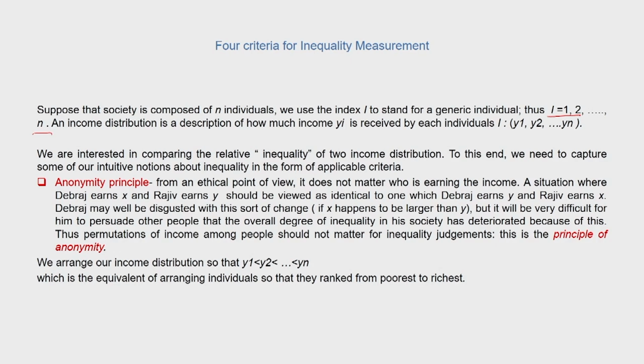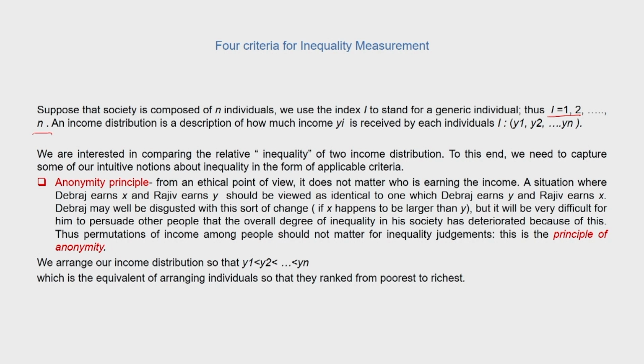A situation where, say, Debraj earns X and Rajiv earns Y should be viewed as identical to one in which Debraj earns Y and Rajiv earns X. So different permutations of incomes are allowed based upon the anonymity principle. Now Debraj may well be disgusted with this sort of change, because if X happens to be larger than Y, but it will be very difficult for him to persuade other people that the overall degree of inequality in his society has deteriorated because of this.